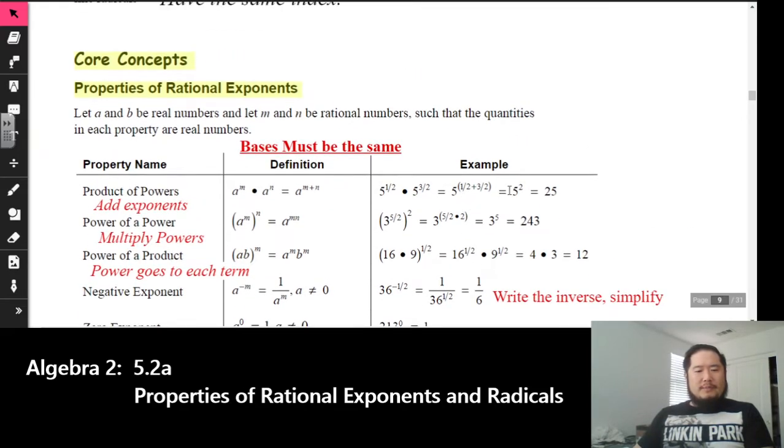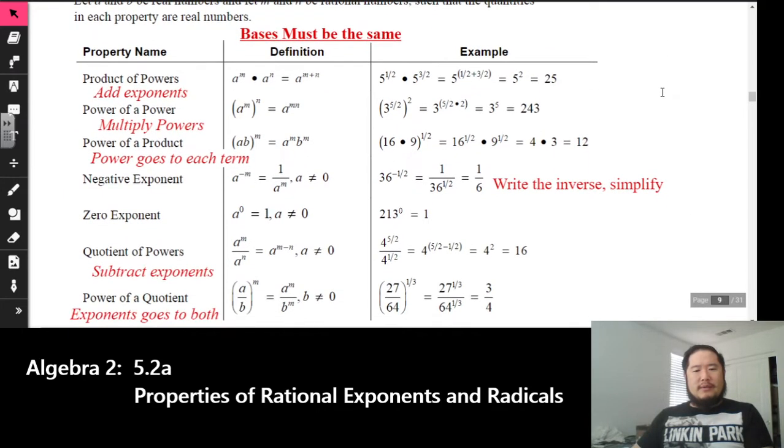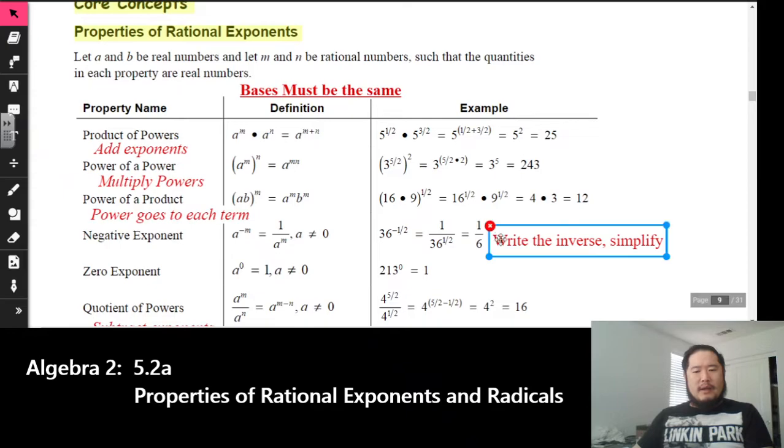Remember, with negative exponents, we never want that. So if we need to, we'll write the inverse and bring it down. So right here, we have a to the negative m power. We bring it down to the denominator. Now, instead of the negative exponent, it becomes a positive exponent right there. Okay, and then I write the inverse and then simplify in these types of questions.